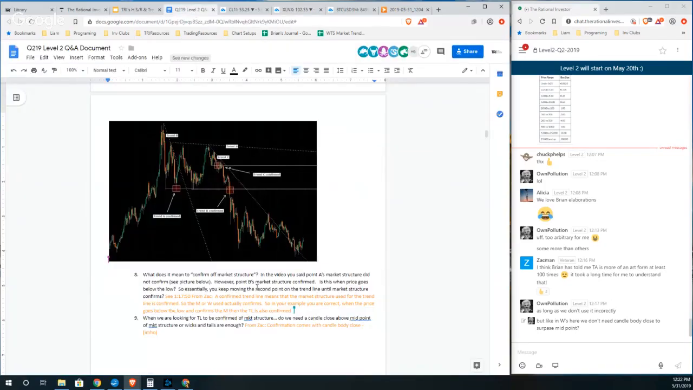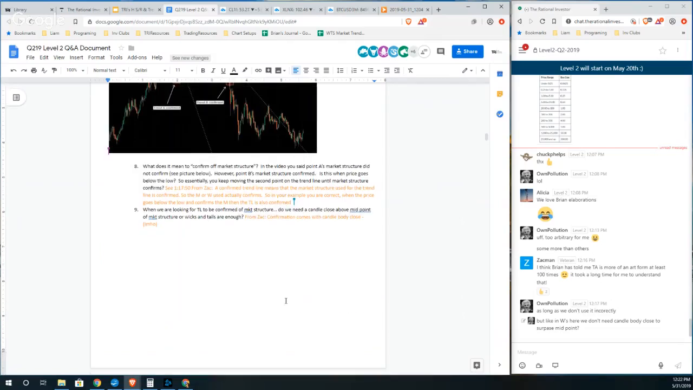All right, I hope that helps. A confirmed trend line means that the market structure used for the trend line is confirmed. So the M or W used actually confirms. So in your example, you are correct, when the price goes below the low. Yep. All right. Thank you, Zach. Awesome. Okay, gonna take a sip of beverage.